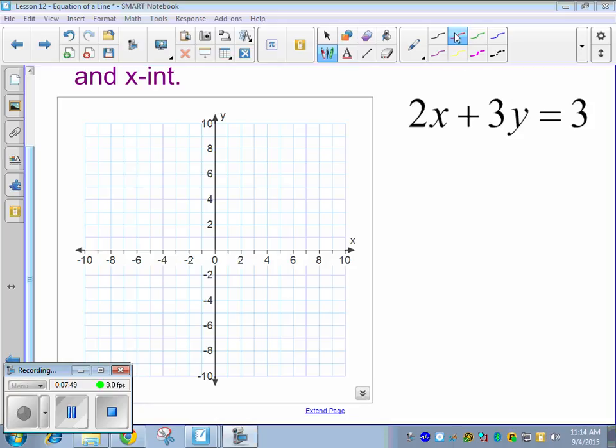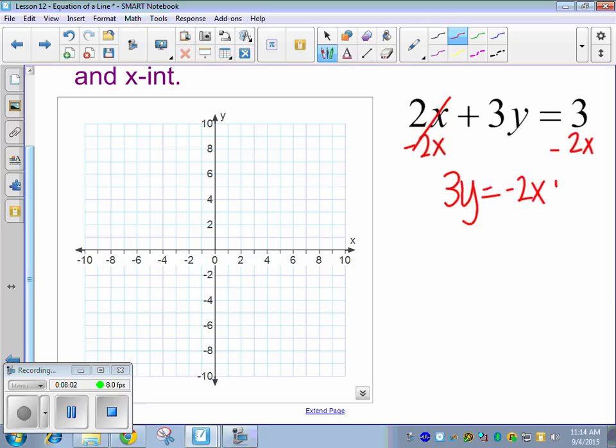So we've got 2x plus 3y equals 3. The first thing we need to do is solve for y. So I'm going to subtract 2x from both sides. It's like the Home Depot commercial, you know. Let's do this. I like those.